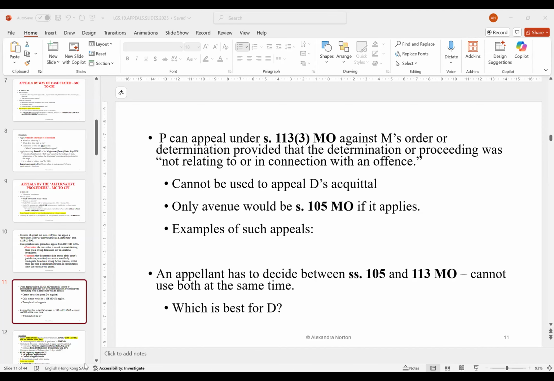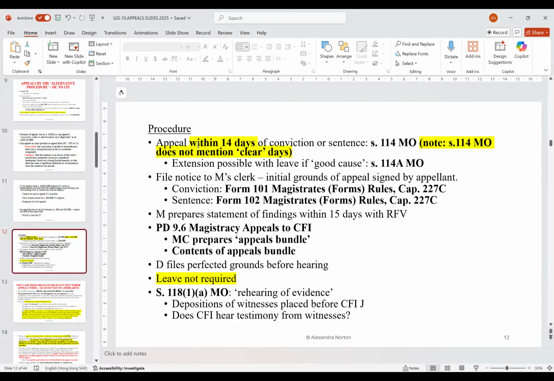And from the defense perspective, it's much easier and cheaper for him to go by 113. And also, the grounds of appeal are wider because remember, 105 is just restricted to errors of law. So under 113, you have to appeal within 14 days of conviction or sentence, and there is no reference to clear days, which means that if the defendant is convicted today, today would be day one, right? And we know that because the magistrate's ordinance doesn't mention clear days. You can get an extension of time to appeal, though, if you can show good cause.